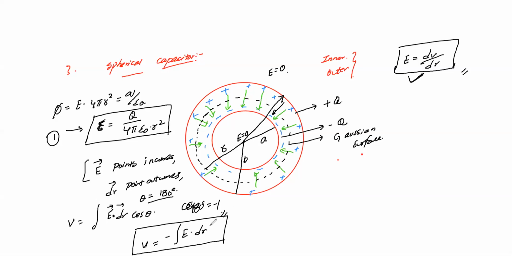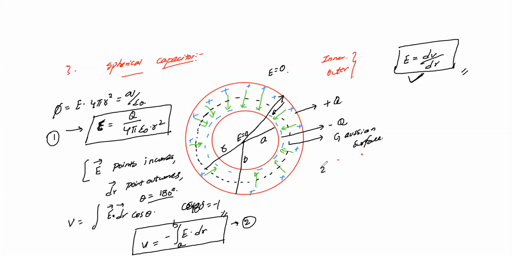The limits vary from the initial point towards the final point. I'll take the initial point as A and the final point as B, so it varies from A to B. So let's see the relations. What I'll do is substitute the electric field in this second equation.